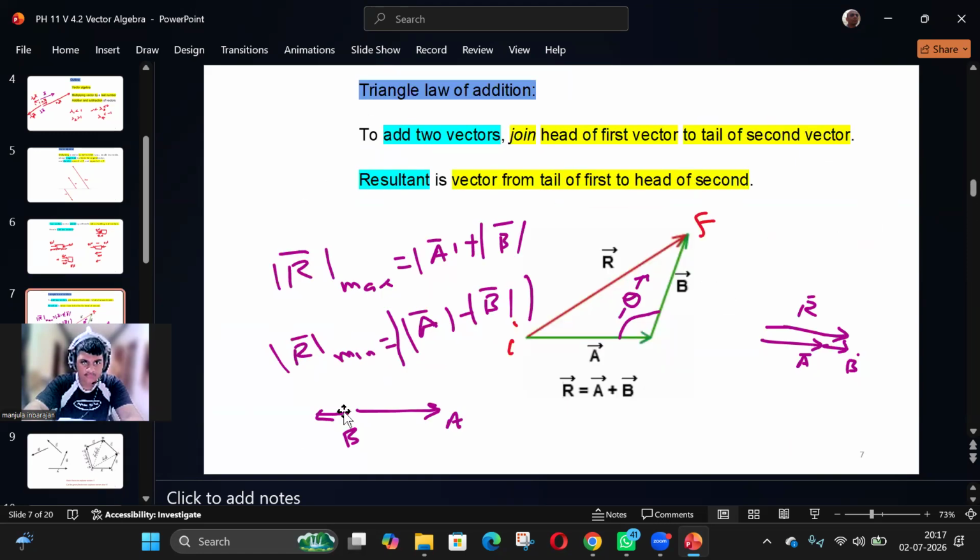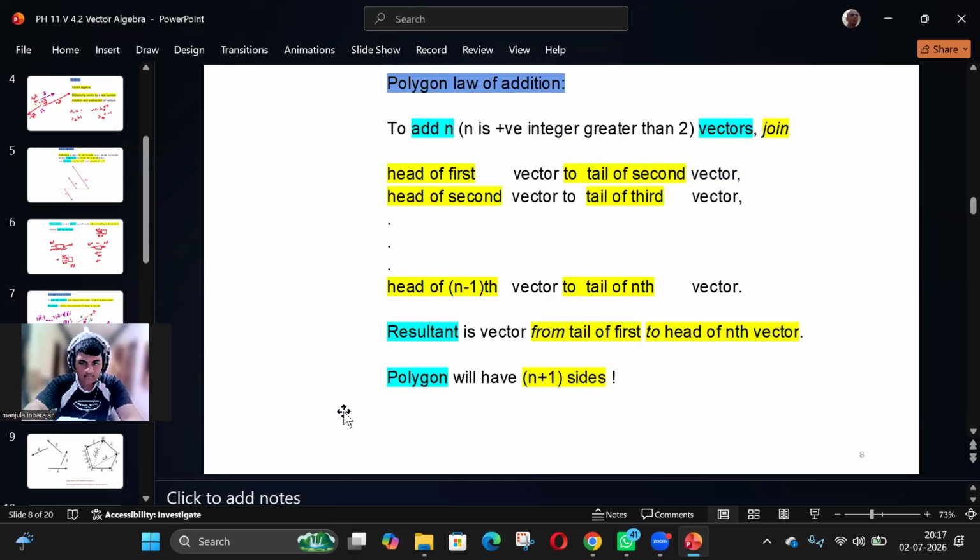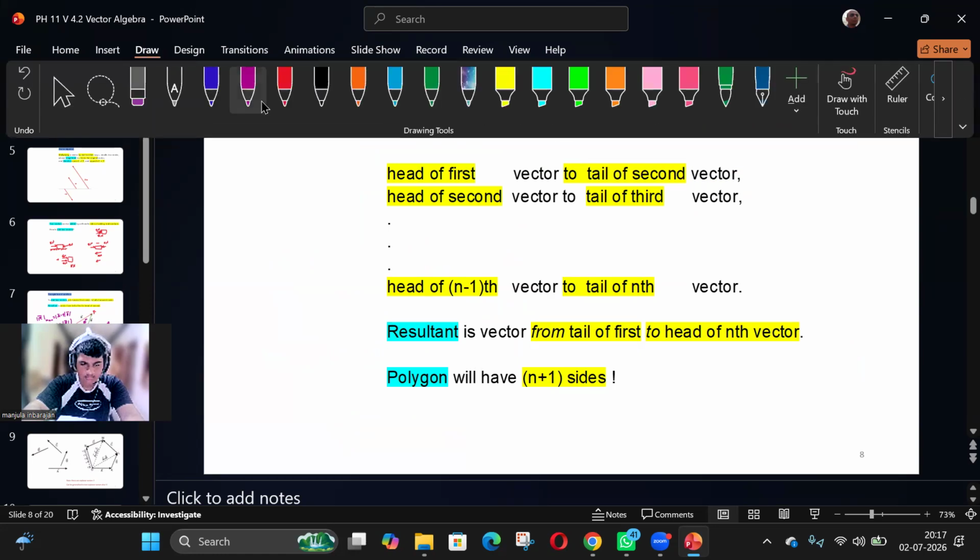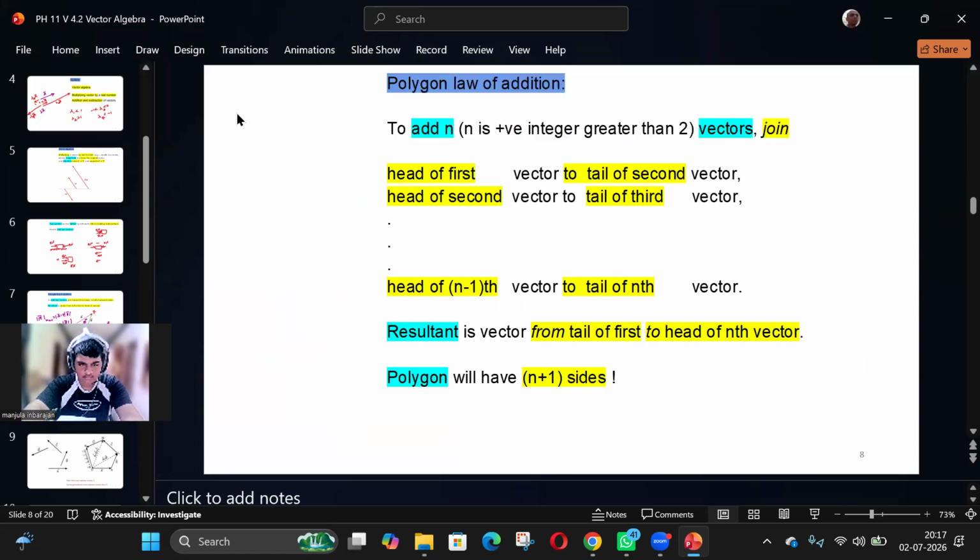So once I know how to add two vectors, I can add three vectors. What is the logic? Suppose I know how to add A and B. Same thing I can use to add A plus B plus C. What is the logic here?